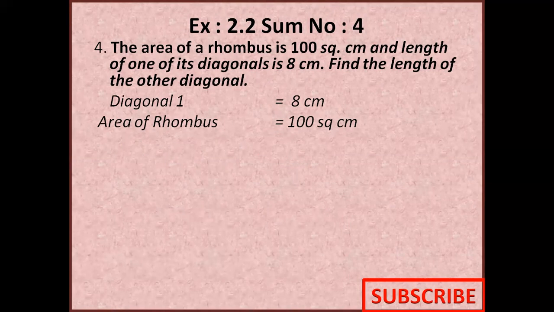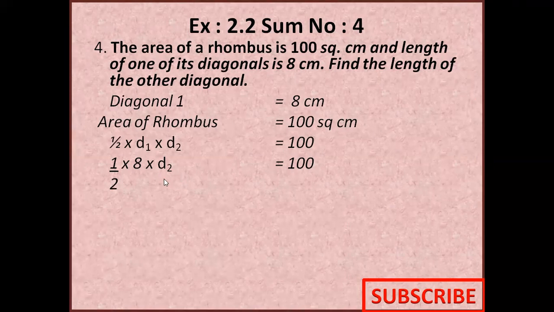So it is similar to the previous sums that we have already done. So we know that the area of the rhombus is half into D1 into D2, which is 100 square centimeters. Let's apply the value for D1. So half into 8 into D2 is 100 square centimeters.